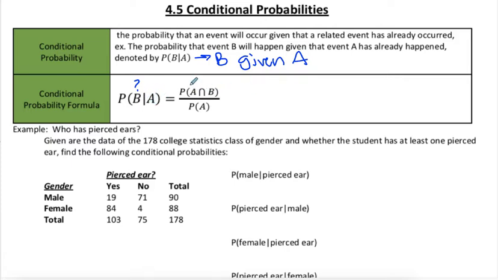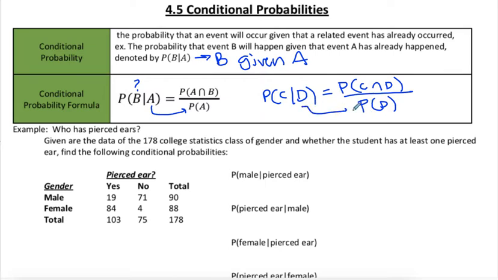What we want to do is take the probability of A and B divided by the probability of all the A outcomes, because we're already saying A is what has occurred. So that's why it becomes the denominator. If I had said, what's the probability of C given D had happened? That means I want the probability of C and D happening out of the probability that D has already occurred.